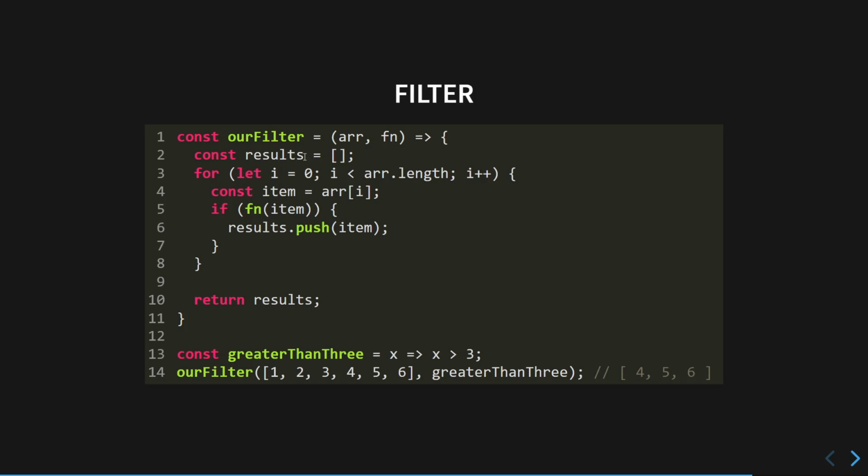Filter is pretty much the exact same format. I take an array and I take a function. I create a temporary results array. I iterate through the array that was passed in, get the current item, and then I say if the function called with the item as an argument returns true, then push it to the output result. And then I've just used the exact same example from the filter. I'm saying const greaterThan3 = x => x > 3, and then I pass in 1, 2, 3, 4, 5, 6, and it returns 4, 5, 6 as they're the only values that are greater than 3.